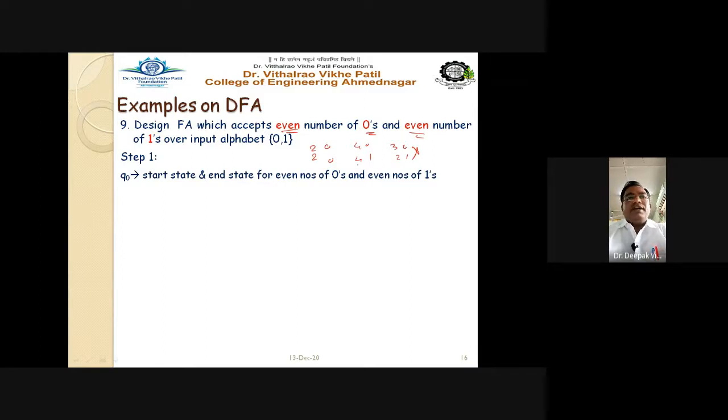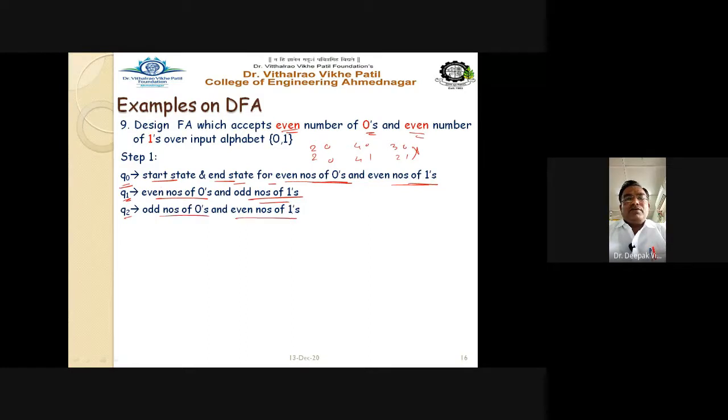So first we'll identify the states. Q0 is the start state and end state for even number of zeros and even number of ones. We have marked the Q0 state as the start and end for even number of 0 and even number of 1. Q1 is marked for even number of zeros and odd number of ones. Q2 is marked for odd number of zeros and even number of ones. And Q3 state is marked for odd number of zeros and odd number of ones.